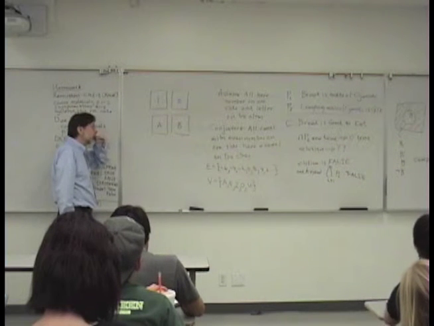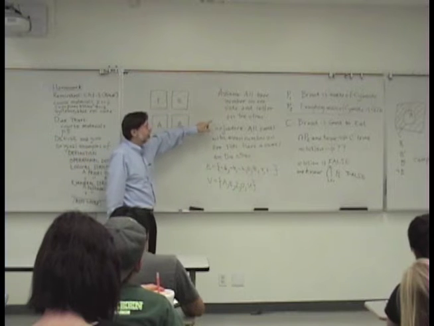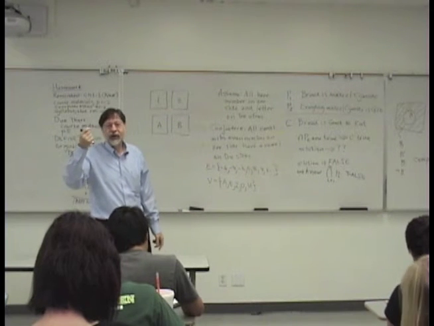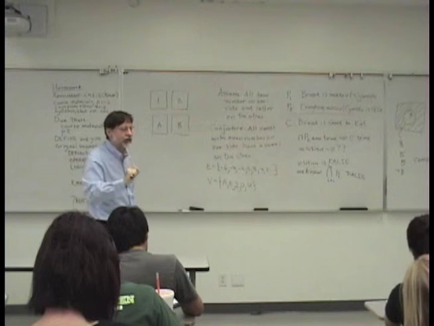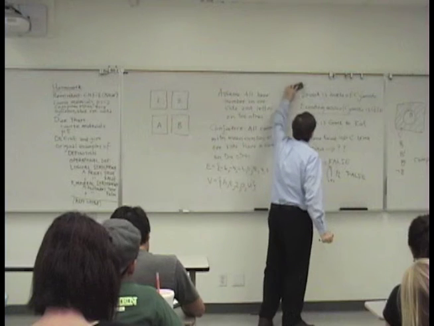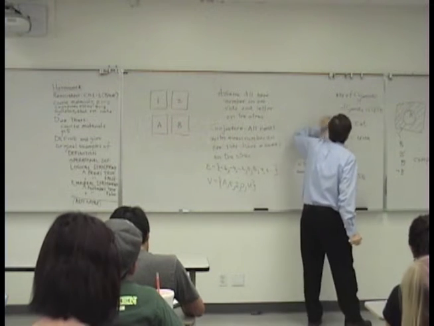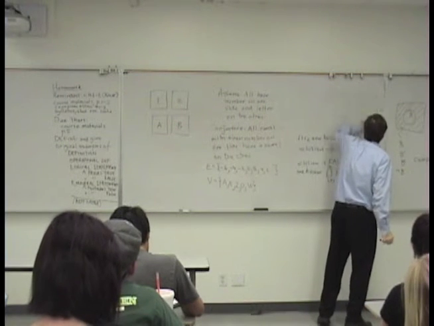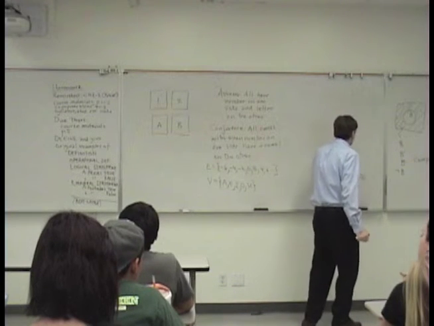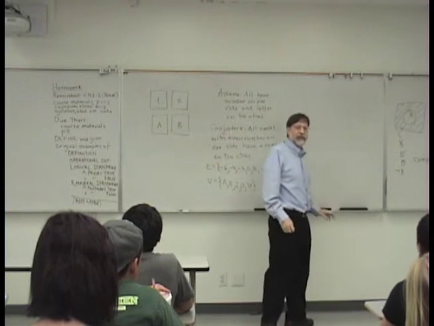Everybody clear on the assumption? There aren't any cards that have letters on both sides or numbers on both sides. They all have a letter on one side and a number on the other. And the numbers are all integers. Okay, what does it mean? Do people understand what the sentence means? Everybody understand what it means?